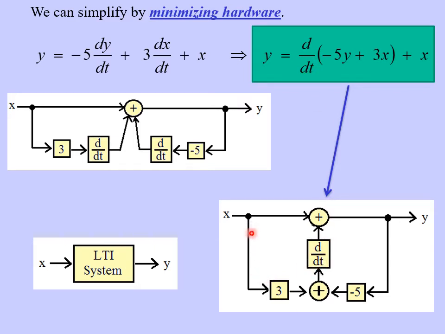In other words, we can take 3x, which is here's x times 3, and we can take minus 5y, so here's y times minus 5, and we can just add them together. There's a summer there, or an adder, and the output of that goes through a single differentiator, and then the output of that is added to x. You can see here's the x over here. So this is a little bit of improvement. We've got one less differentiator. We have added an adder to it, but probably this is a simpler diagram to understand and try to analyze.